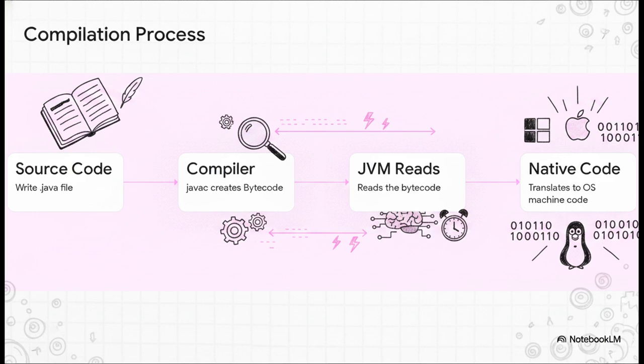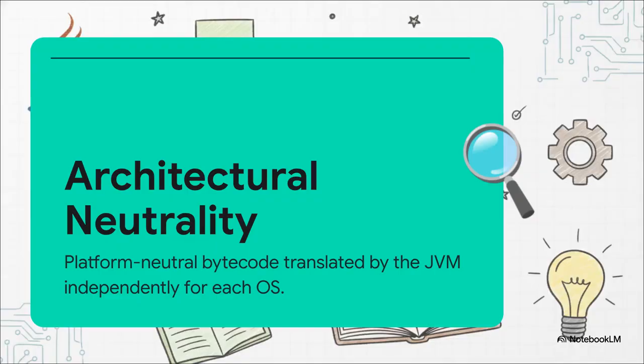So the absolutely crucial point here for the exam is this. The JVM never ever sees your source code. It only sees that compiled bytecode. And honestly, this is exactly why Java is famous for its write once, run anywhere superpower. It's a concept called architectural neutrality.